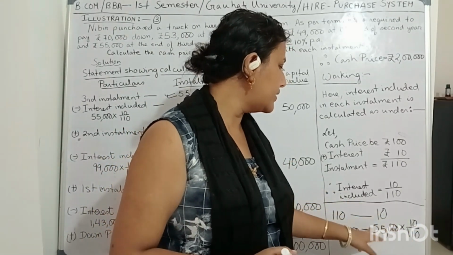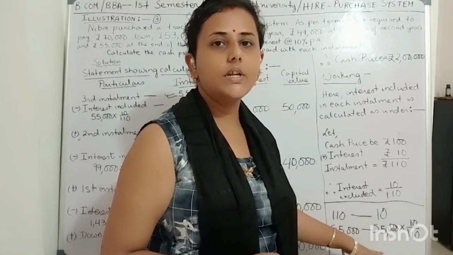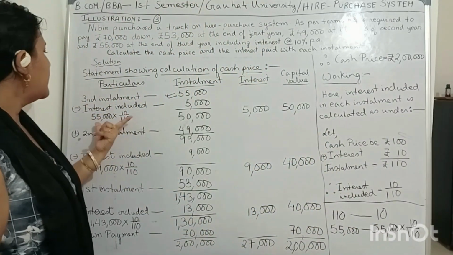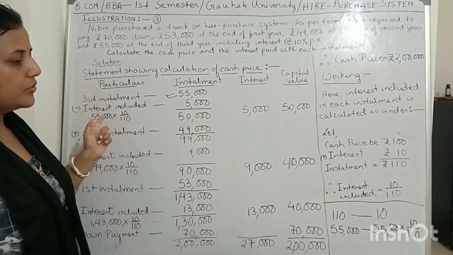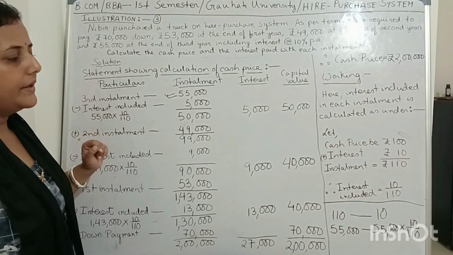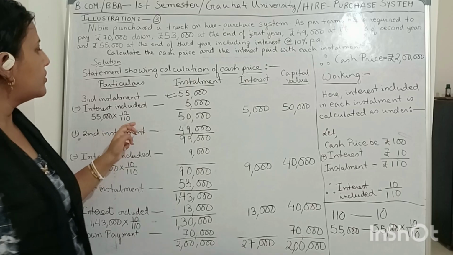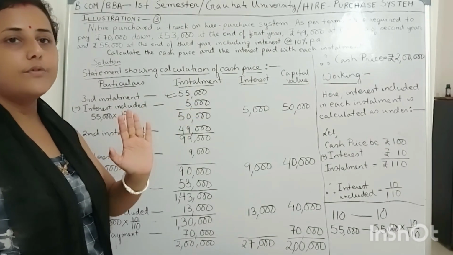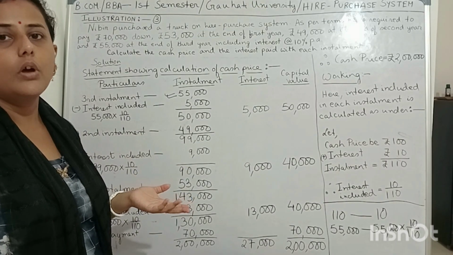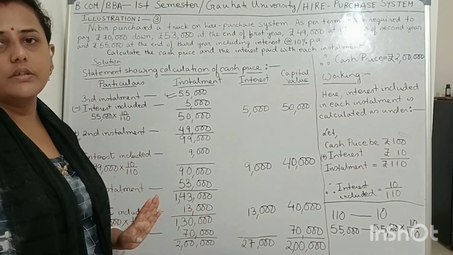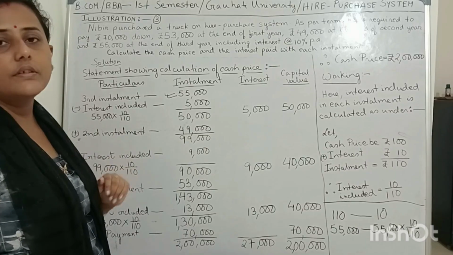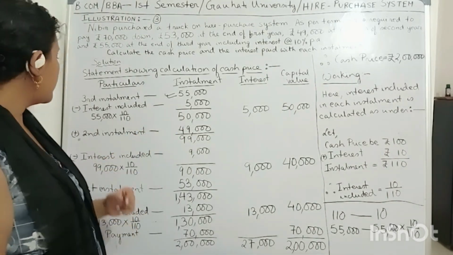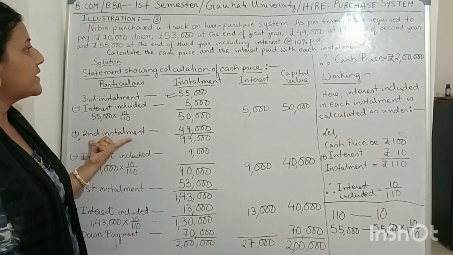If you solve this calculation, you will get the value of interest. Interest included: 55,000 into 10 divided by 110. So the figure is 5,000. If you deduct 5,000, because you have to take out the cash price, and in cash price there is no interest, so we have to deduct the interest included. So it is 50,000.